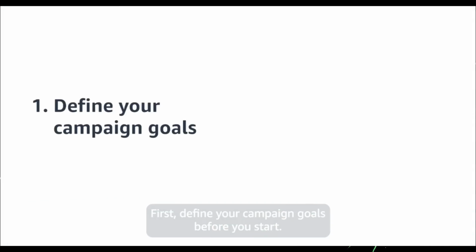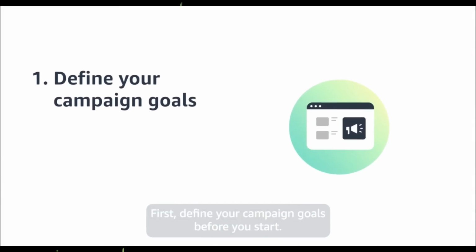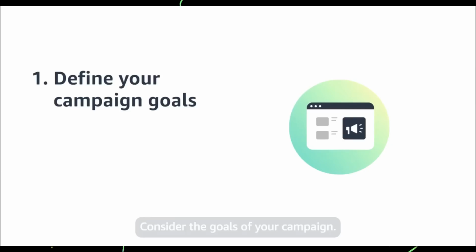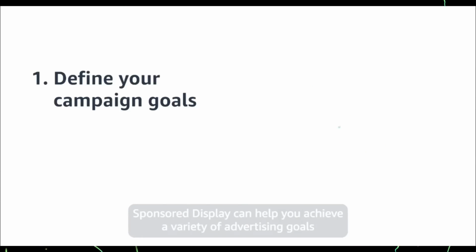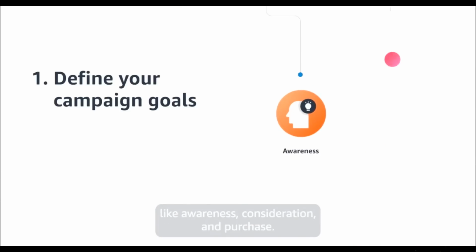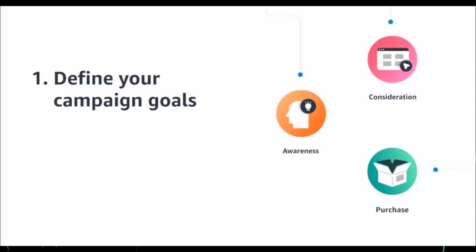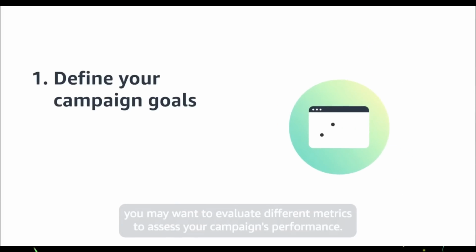First, define your campaign goals. Before you start, consider the goals of your campaign. Sponsored display can help you achieve a variety of advertising goals, like awareness, consideration, and purchase. Depending on your goal, you may want to evaluate different metrics to assess your campaign's performance.